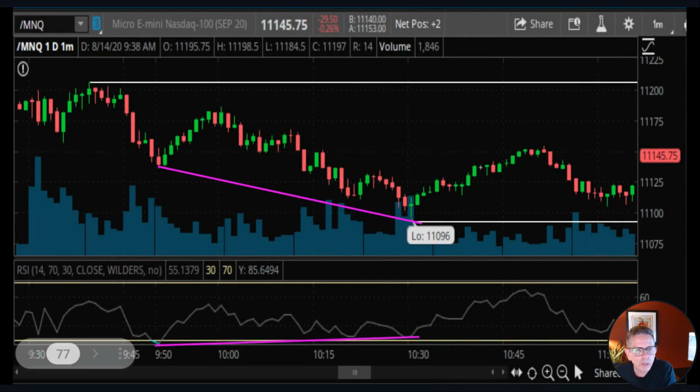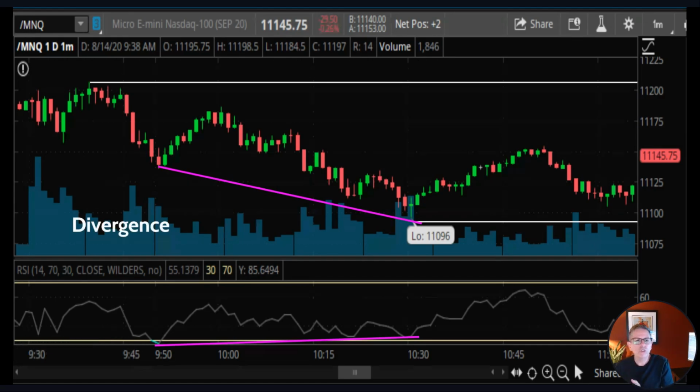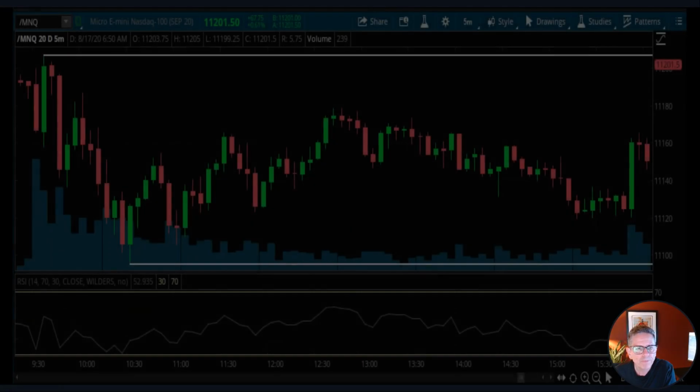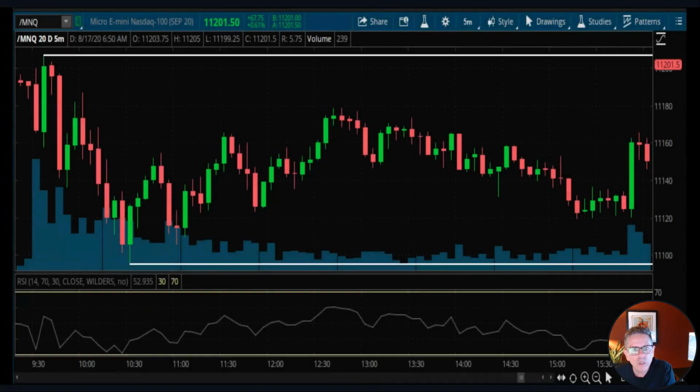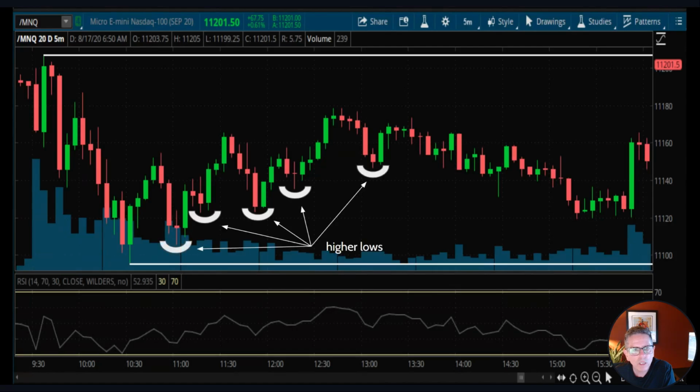And I'm showing you here divergence. So divergence means that the market is going down when RSI is going up. So this is RSI, and it's just a great tool to use to ensure that you're going to make money on that. Okay, so let's look at highs and lows.